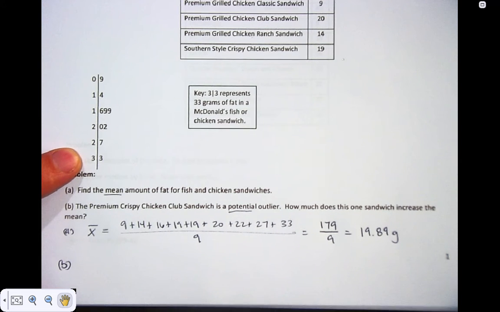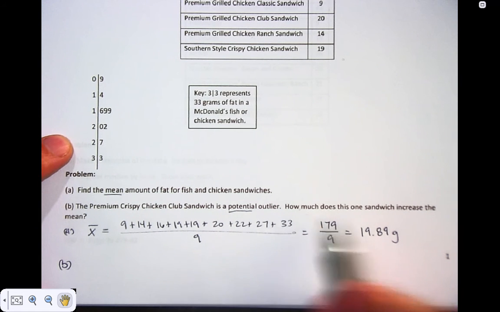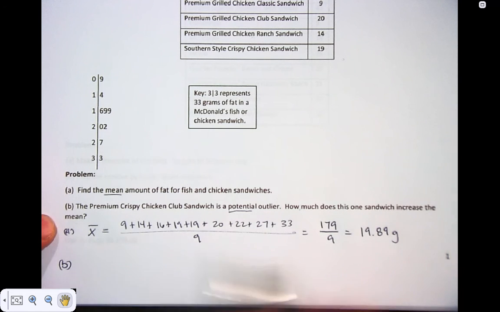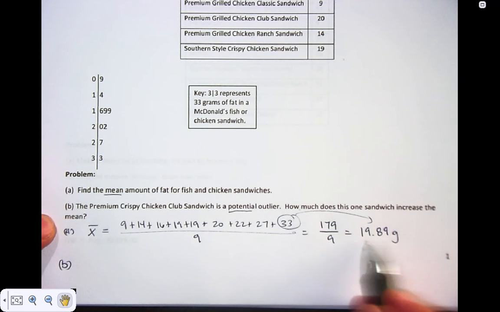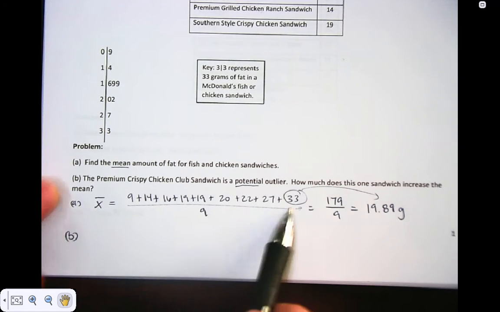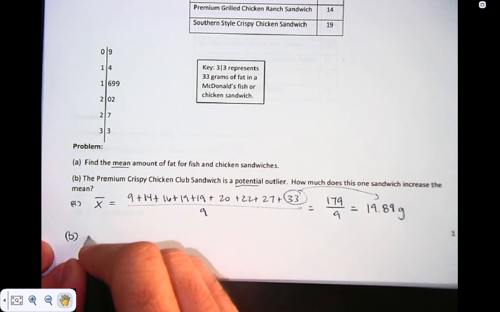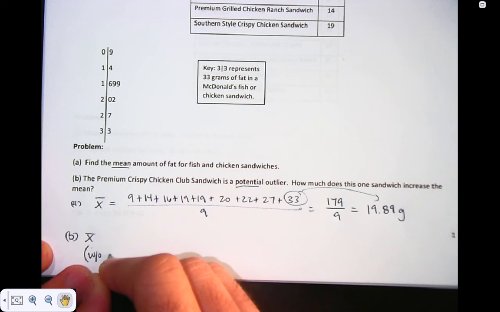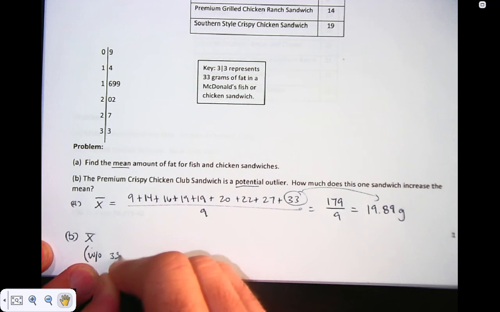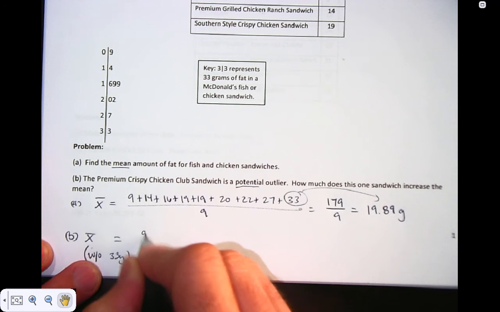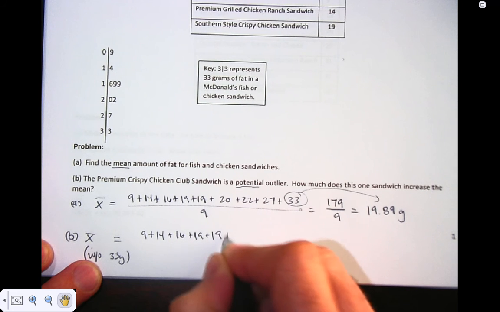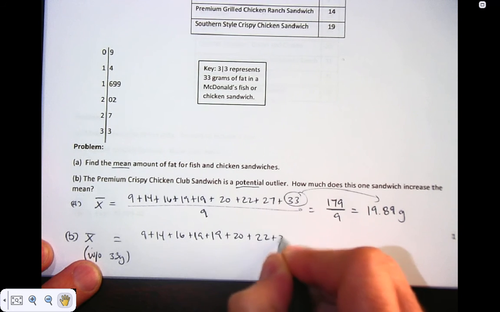So what would happen if you take out that? So how much does this one sandwich increase the mean? Well, look, we've included it here, and that ended up with a mean fat content of 19.89. So what happens if we remove it? Well, we would say x bar, and then this is without 33 grams, right? We would just do the same thing, 9 and 14 and 16 and 2 19s and 20 and 22 and 27.